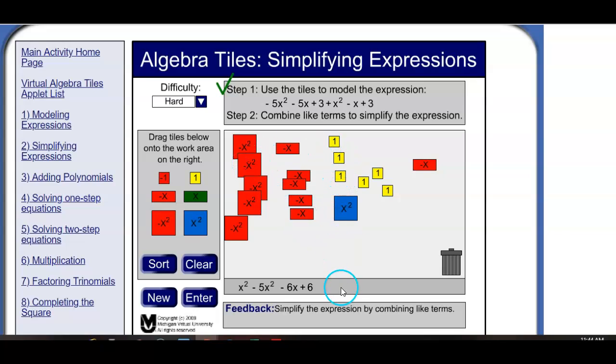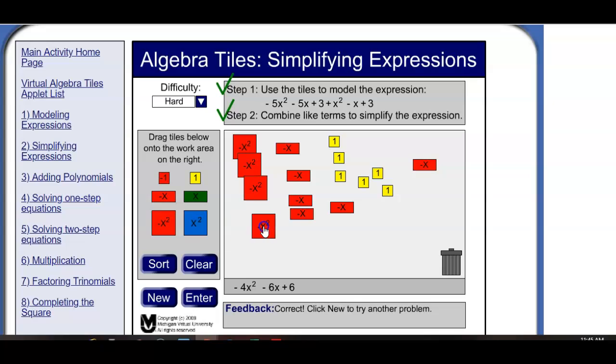Do we have any zero pairs? You should have said yes, but we only have one. This positive x squared and this negative x squared. We can combine those and then nothing else. Nothing else here can be combined. I can't combine these x's with these ones, negative x's, my apologies, or these negative x squares with these ones.